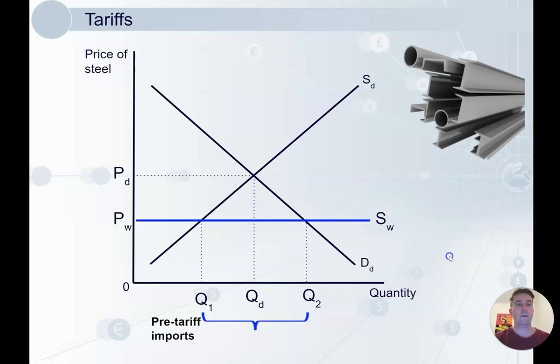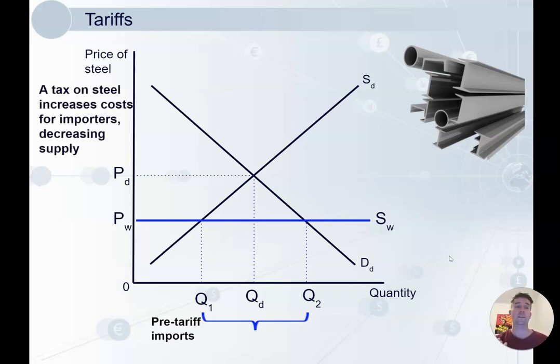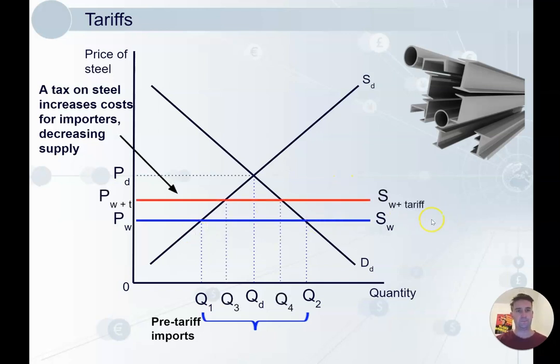All right. Now, a tax on steel, what that does, it increases costs for importers, decreasing supply. So if you're importing steel into the US, you've got to pay a tax to the government, which makes that imported steel essentially more expensive. You're not going to buy it as much because it's more expensive. This reduces the supply. We know that a tax is a decrease in supply. But what does a decrease in supply look like when this curve is flat? Well, it looks like this.